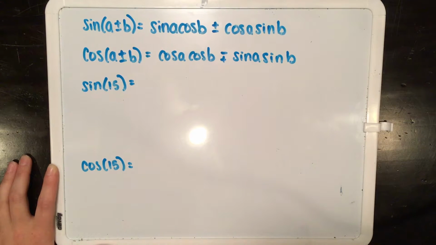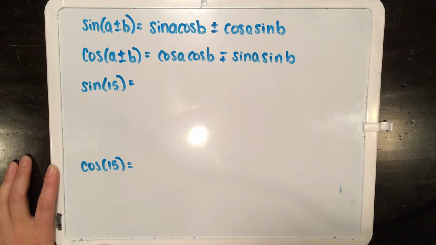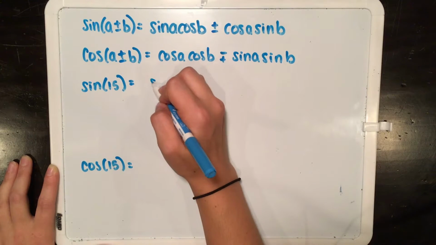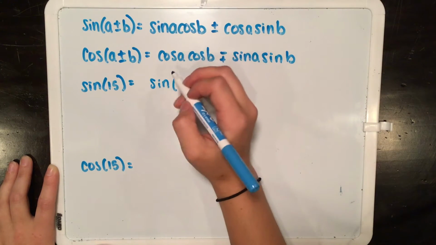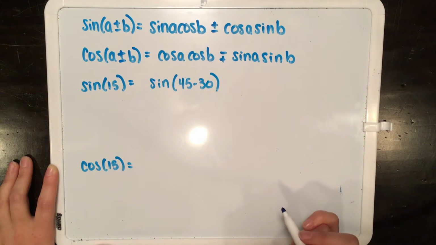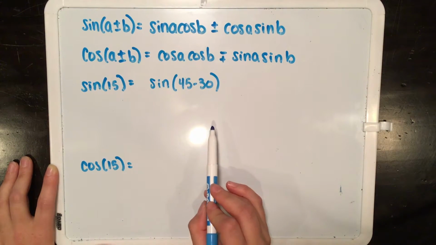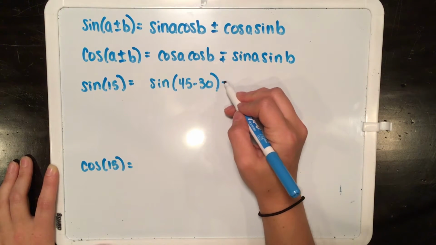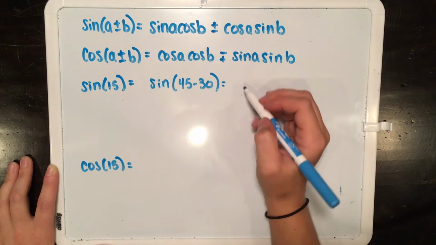There are certain scenarios where these problems can be done more than one way. And in these last two examples, I'm going to show you that we can break 15 degrees into multiple different sums or differences. So for sine of 15, I'm going to break 15 into the difference between 45 and 30. We know the values for sine of 45 and sine of 30, and they're going to help us find the sine of 15. So we're going to use the difference formula for sine.